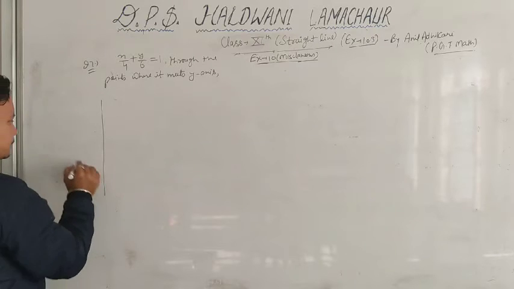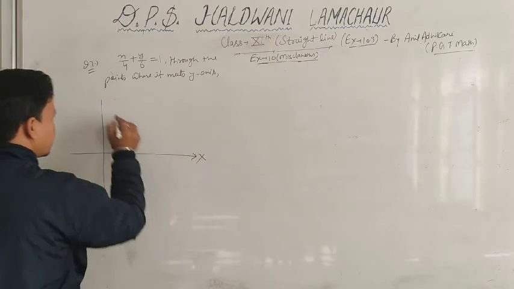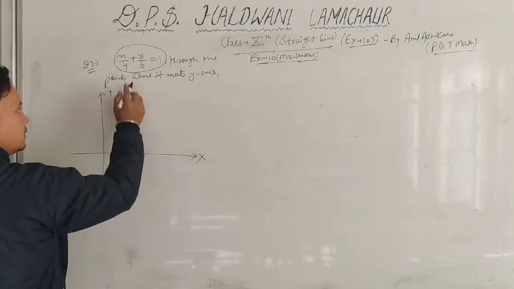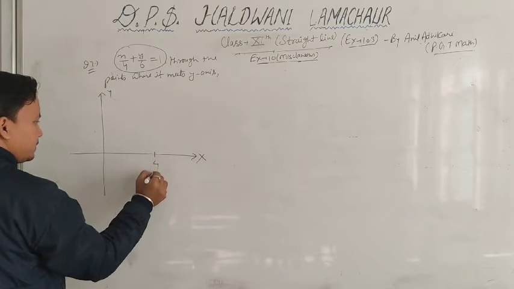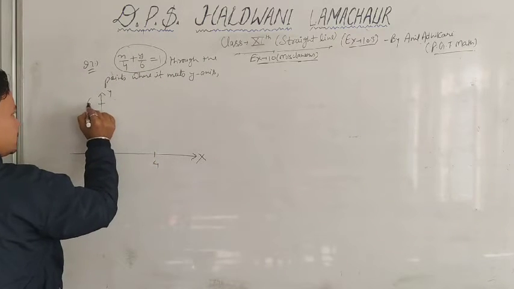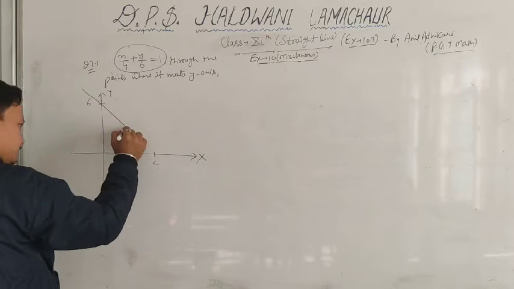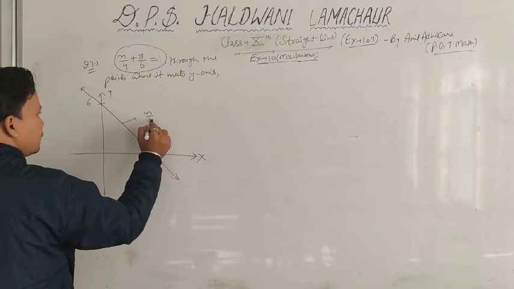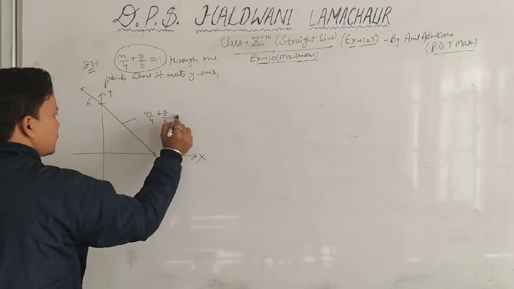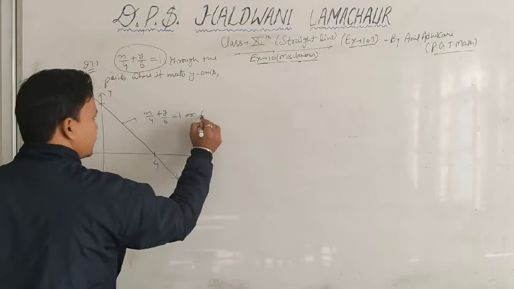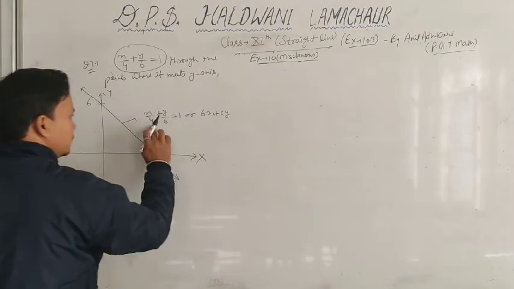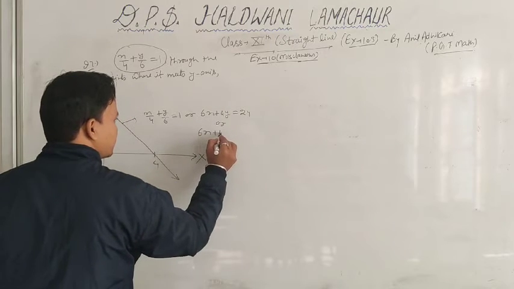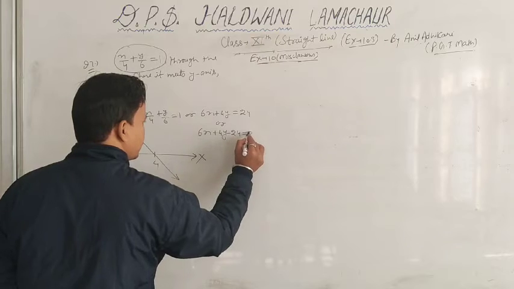So first, what we have to do? This is the x-axis, this is the y-axis, and this is the intercept form of the line. So the x-intercept is 4, let it be. The y-intercept is 6, let it be. Now join both the points. So this is the required equation of the line x upon 4 plus y upon 6 is equal to 1, or you can say 6x plus 4y equal to 24, or 6x plus 4y minus 24 is equal to 0. Okay.